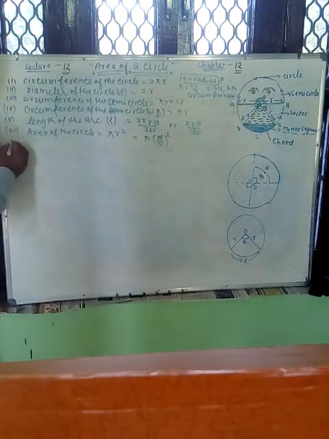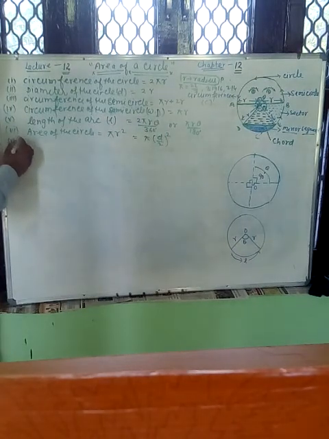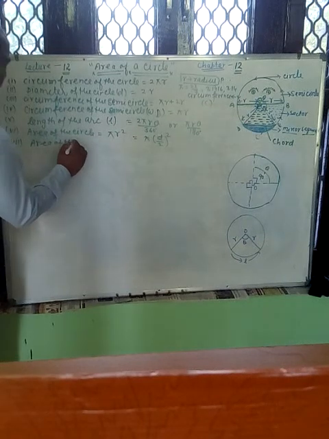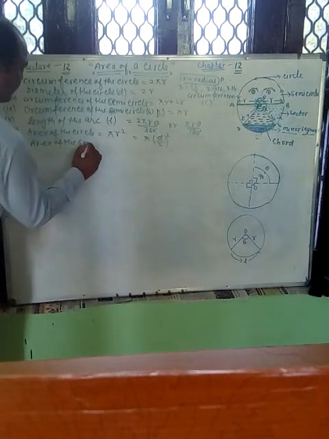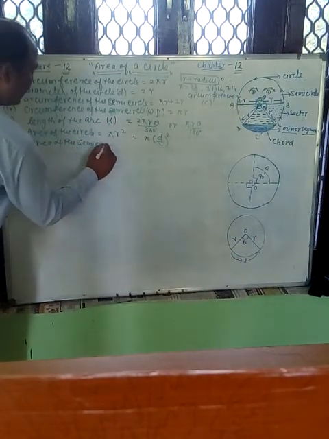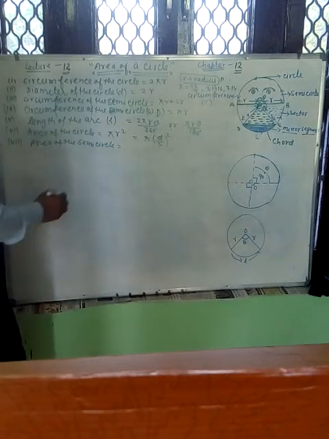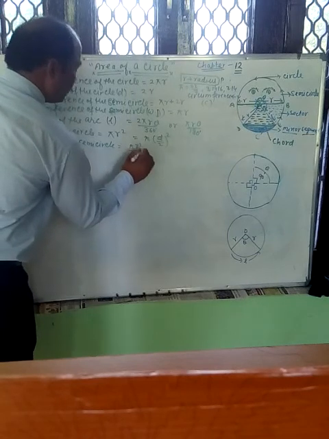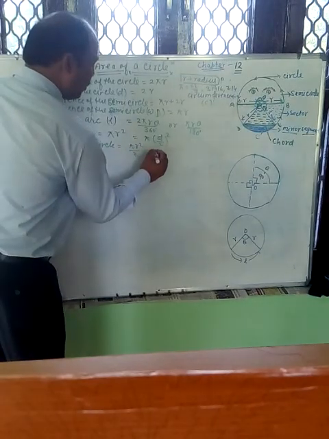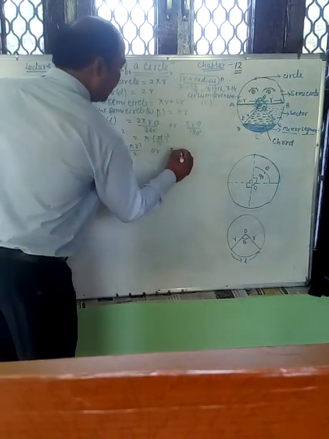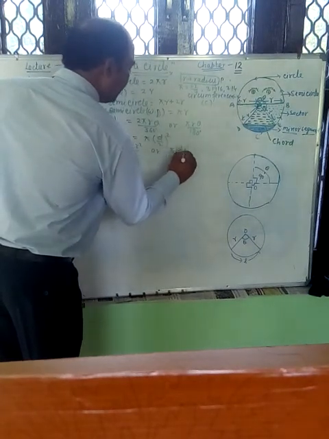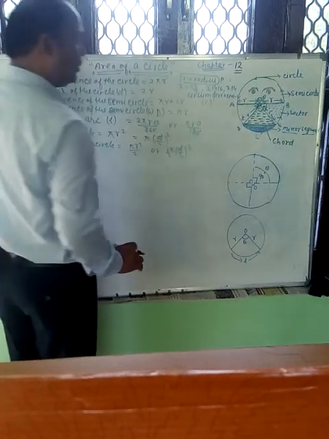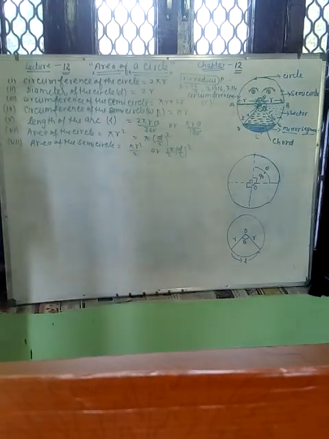Now the next is area of the semicircle. Area of the semicircle is pi r square upon 2, or pi d upon 2 to the power 2 divided by 2. This is also okay, right? Okay.